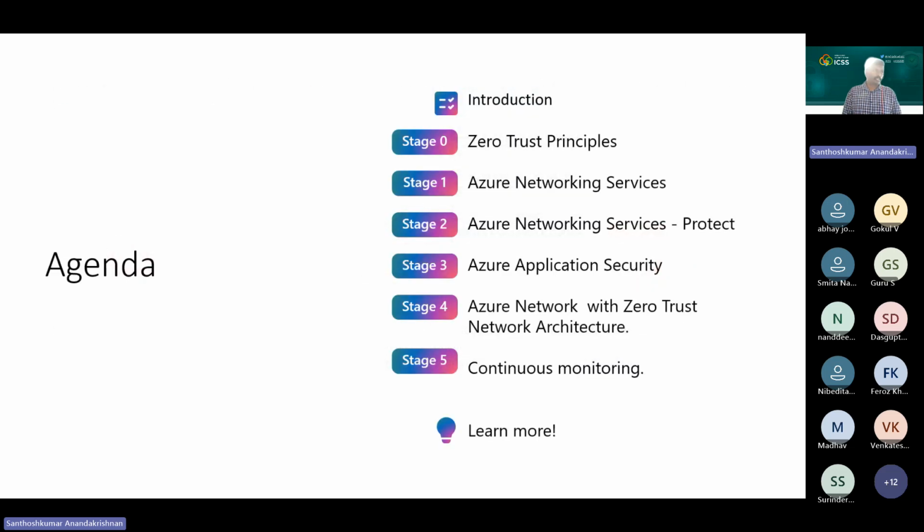Before I go on, let me quickly go through my agenda. Today I want to set the narrative for the zero trust principles, how Azure networking services can fit into zero trust, and the best practices to be captured for this. Lastly, we touch on Azure networking services under the protection and delivery of application cloud security, and the last one will be continuous monitoring.